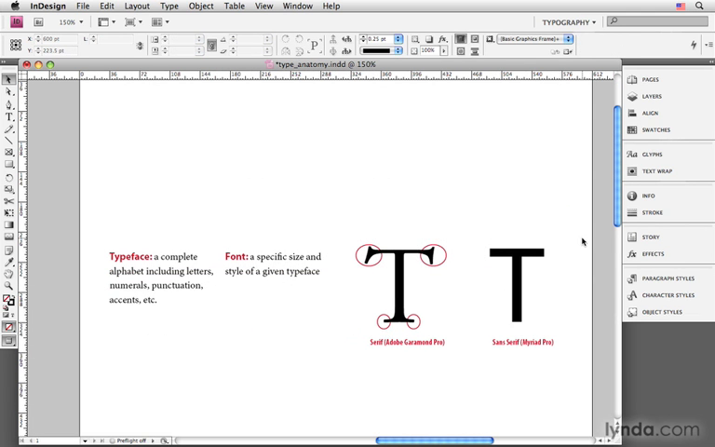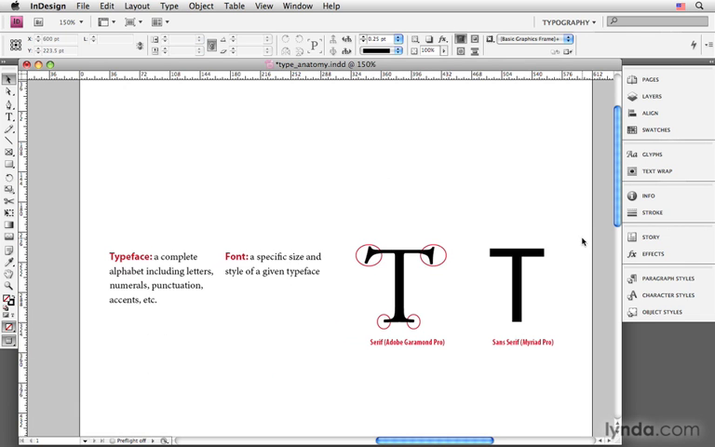Typography is necessarily pedantic and relies a lot upon small details. A typeface is a complete alphabet including letters, numerals, punctuations, accents. So for example, a typeface would be Adobe Garamond Pro. A font is a specific size and style of that typeface. For example, Adobe Garamond Pro 10-point regular. However, people do use these terms interchangeably, and I'm likely to slip into using them interchangeably myself. But if we want to be specific, that's the distinction between a typeface and a font.